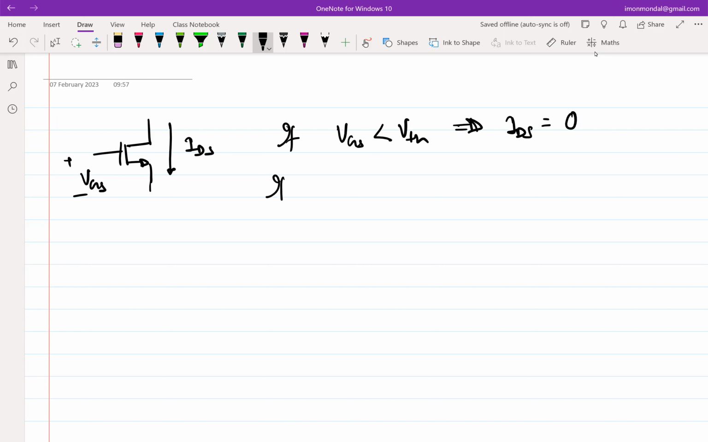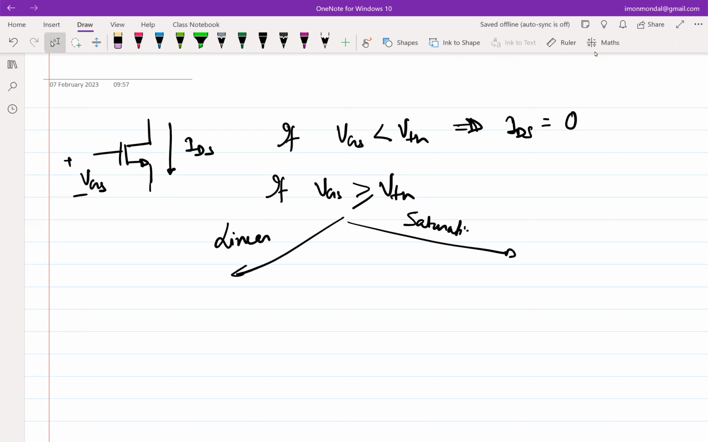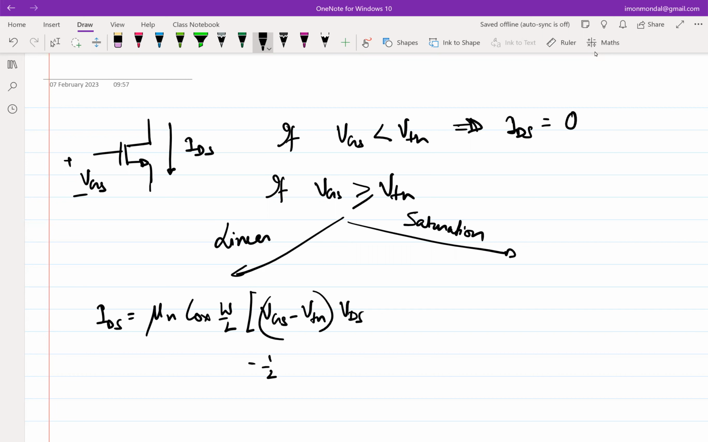However, if VGS is now greater than or equal to the threshold voltage, I have to worry about two things. What are the two things? There are two regions of operation when the transistor is on. What are those? Linear and saturation, right? So you can have the linear or triode region, and another is the saturation region. In the linear region, the current-voltage equation is this. The saturation region is this.